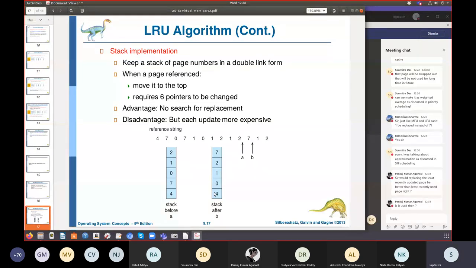However, the issue is that a lot of pointer adjustments are needed. Every update will become more expensive, because 7 has to be pulled out from some part of the stack and then pushed at the top. This will all require changing pointers and so on. So again, there is a trade-off. In this scheme, finding out the least recently used page is simpler. You don't need to search, but every update is more expensive because a lot of pointers have to be adjusted.